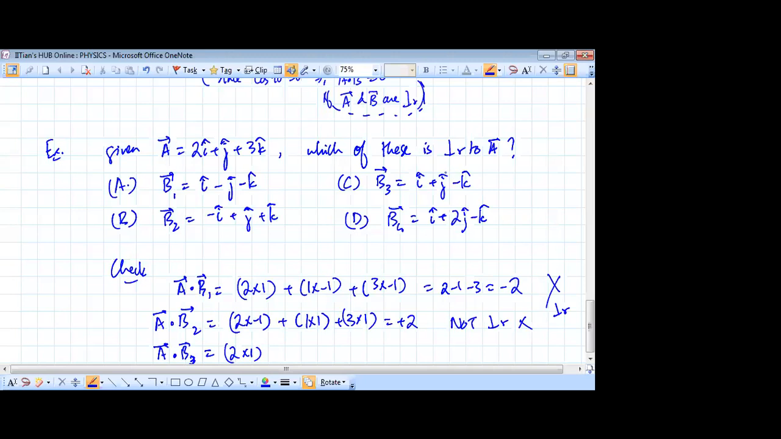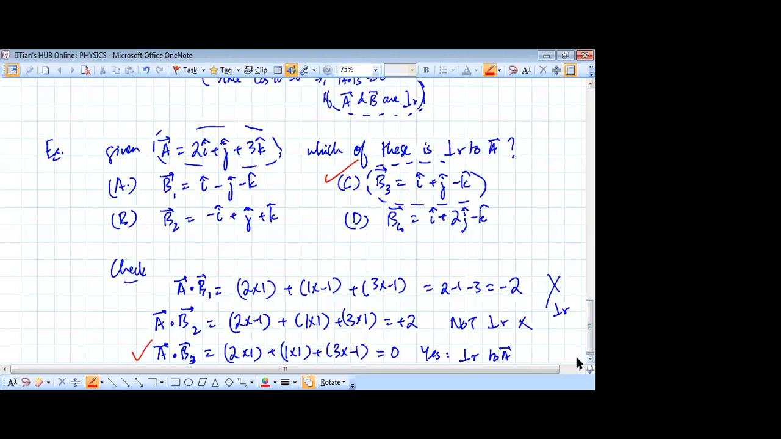Okay. This one is the dot product with this. So 2 into 1 plus 1 into 1 plus 3 into minus 1. So this is giving you 0. So that means yes, this is perpendicular to A. So this becomes the correct answer. Okay, understood. So this is one of the very important applications of dot product. The condition for finding the perpendicular vector.